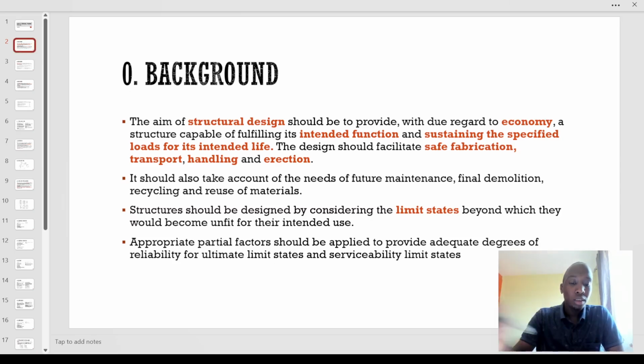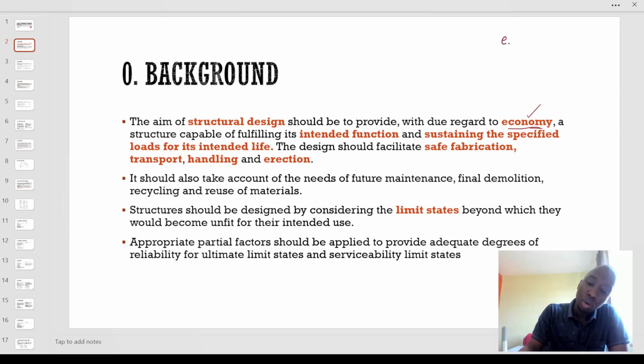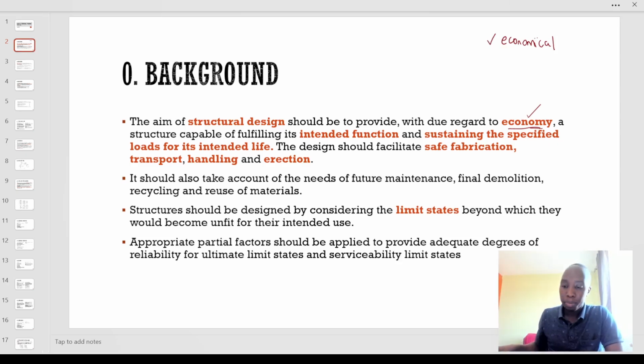Let's get straight to it. We are saying that the aim of structural design is to provide, with due regard to economy, a structure. So you want to design a structure that first of all is economical. That is the first consideration. You first consider the economy.